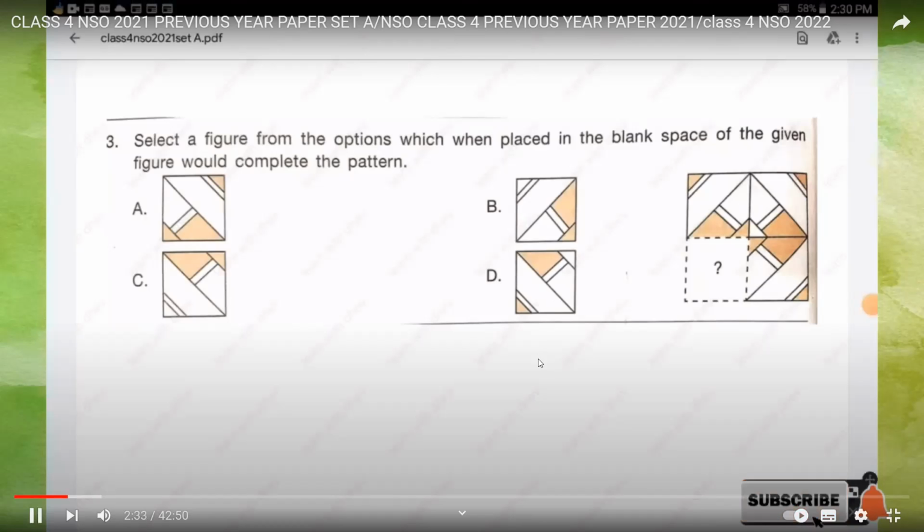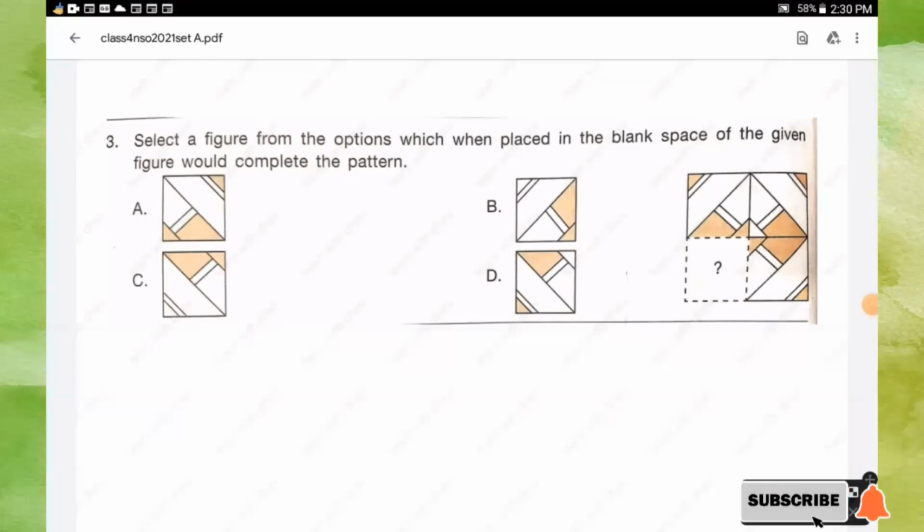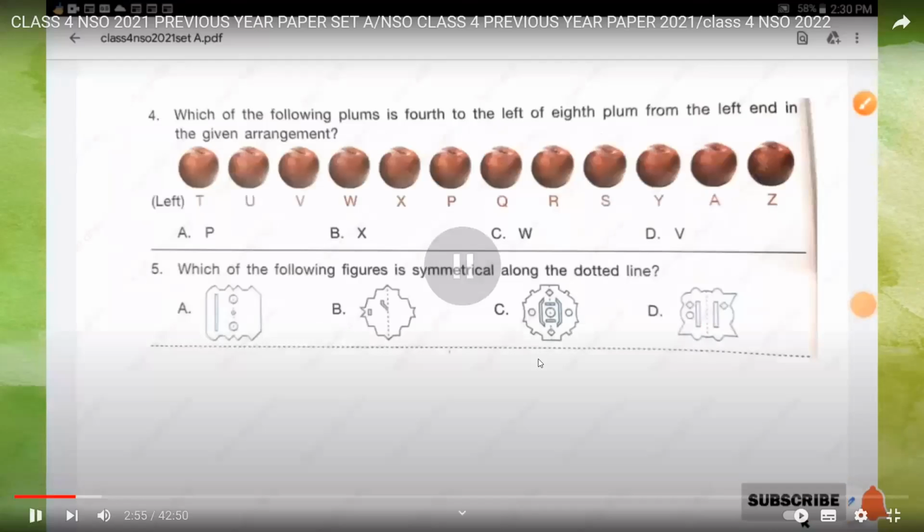Let's check. Question number 3. Select your figure from the options which when placed in the blank space of the given figure would complete the pattern. So just analyze the given figure, right? And also the options. So option D will complete the given figure pattern. So hence option D is the right answer for this question. Question number 4.